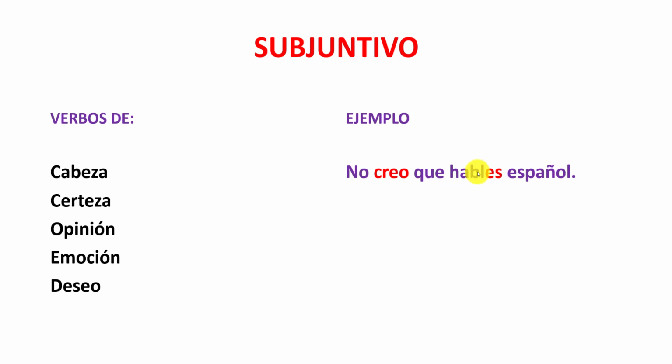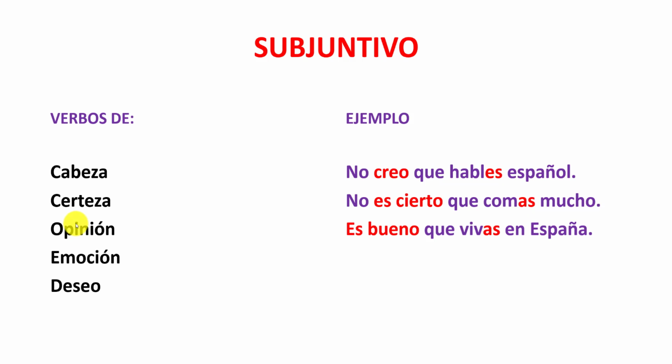Let's look at an example of a verb that's a verb of certeza. No es cierto que comas mucho. Notice again, we have a negative belief. No es cierto. It is not certain. And because it's not certain, the verb comer is going to have the opposite ending. If you were to say it is certain, then this would have a regular ending in the indicative. Another category of verbs that are going to use the subjunctive are verbs of opinion. So when you're sharing your opinion, for example, it's good, it's bad, it's possible, it's impossible. These kind of opinions will be followed by a verb that will use the opposite ending, which is going to be a verb in the subjunctive, like vivas.